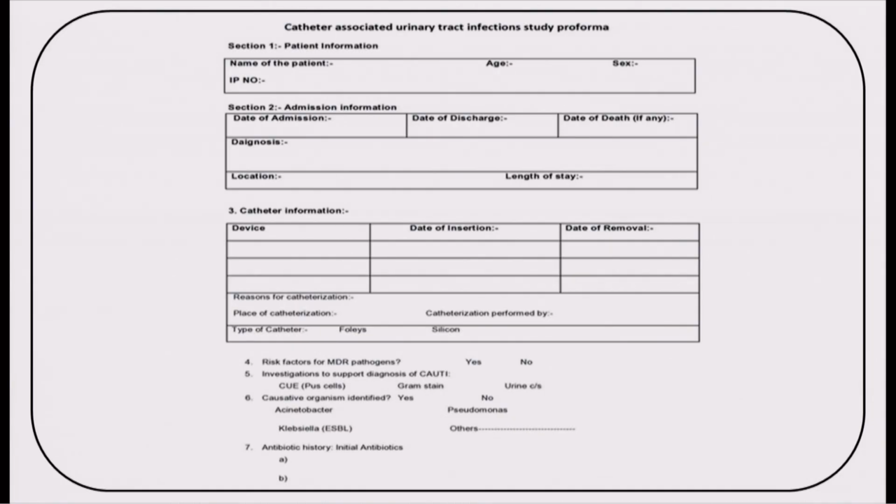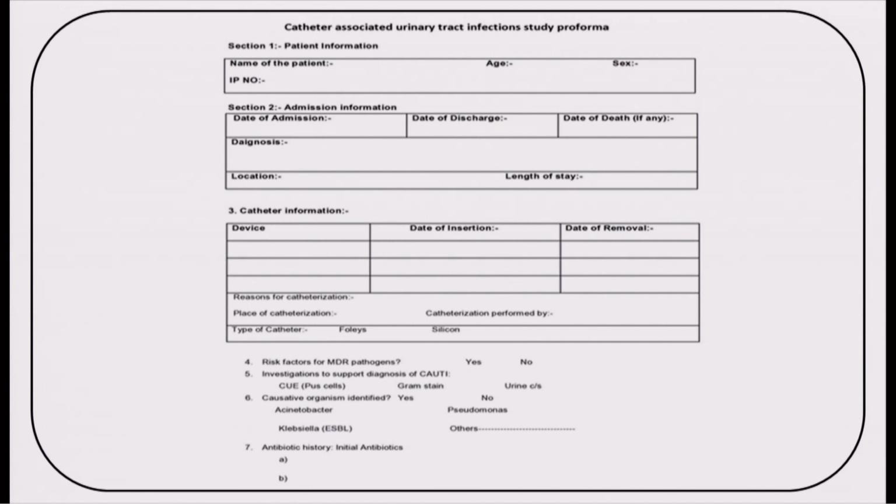Like how we have just seen the VAP, ventilator associated pneumonia, study pro forma, we also need to maintain a similar study pro forma for catheter associated urinary tract infections. Now, we will see what all the details are in this pro forma. Again, this is a type of surveillance form with the patient details, admission details, and when the Foley's catheter has been kept, inserted and removed.